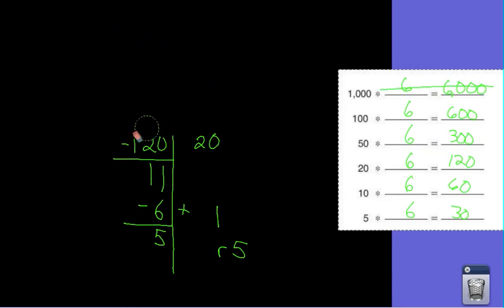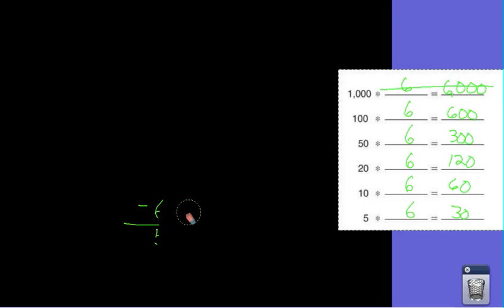And it's time to move on to our next problem. And the next problem that we're going to do is a 2-digit divisor: 4,250 divided by 13.